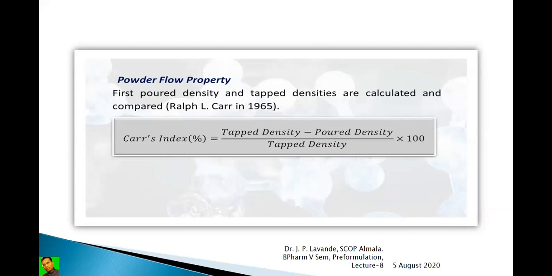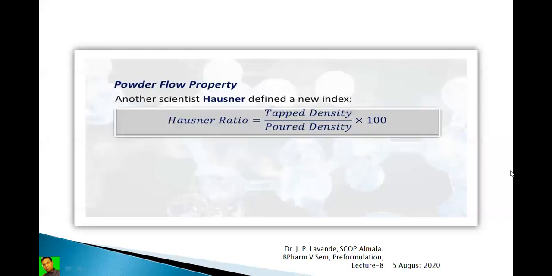It is calculated by tap density minus bulk density, divided by tap density, multiplied by 100. So that's why we get the percent quantity. Now there is another indicator which expresses the flow property, which is known as Hausner's ratio. Now what is this Hausner's ratio? Hausner's ratio is the tap density divided by bulk density. Again it is a ratio.